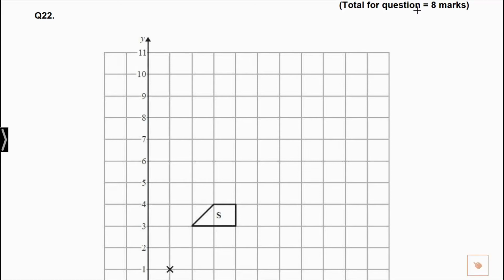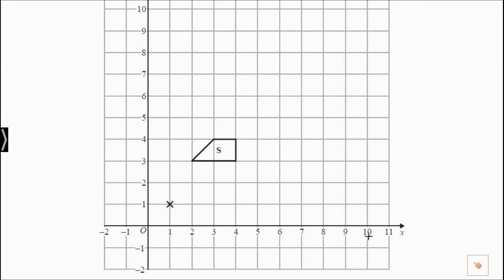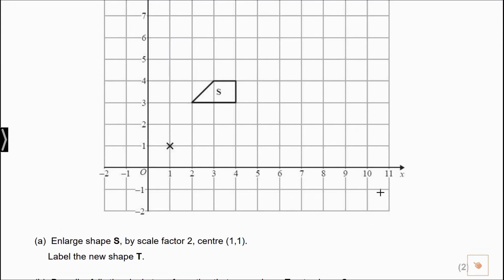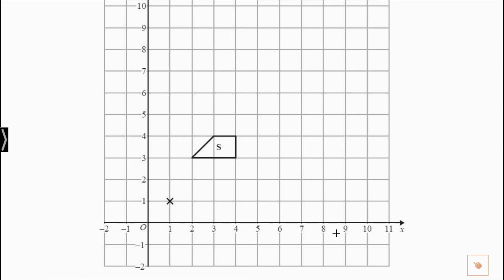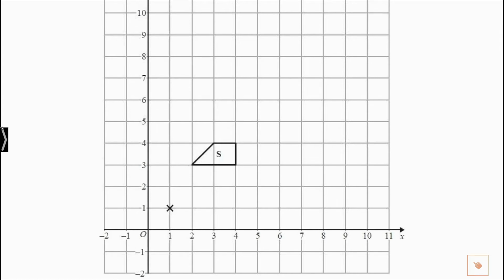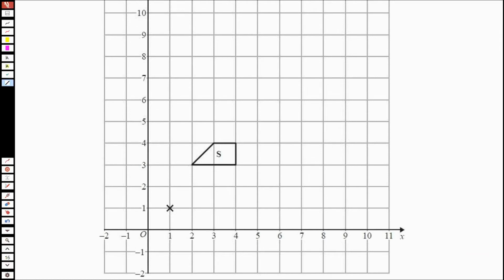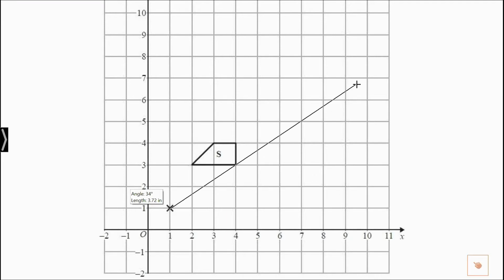So in number 22, we have this shape, and the question is we are required to enlarge shape S by scale factor 2, center 1, 1. And we label the new shape T. So the first thing that you need to do is to get your ruler so that you can draw lines that will help you to determine where the new shape will be.